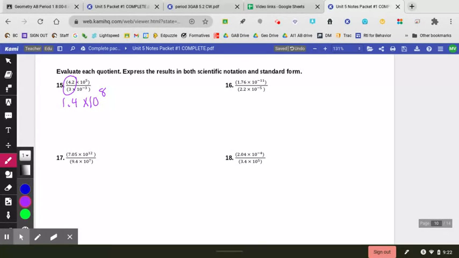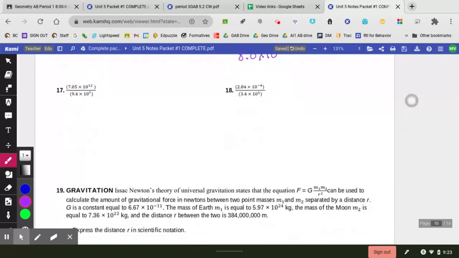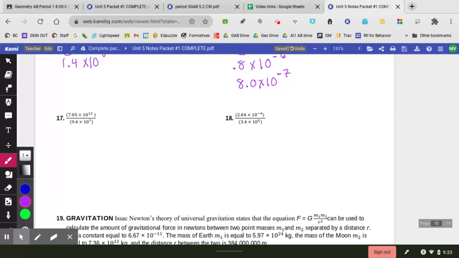So again, on 16, I'm going to divide the 1.76 by 2.2, which is 0.8 times 10 to the negative 6, because I keep the base and subtract. That is not scientific notation, so I move it over 1, 8.0. And since I made the numbers bigger, I need to make the exponent smaller. So it's 10 to the negative 7th. So I want you to pause and try 17 and 18.